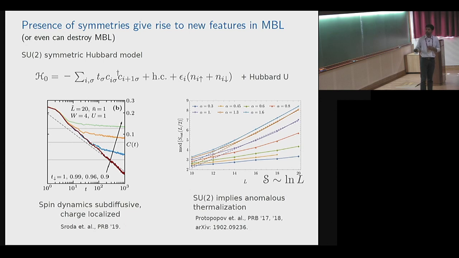So for instance, what happens is that the spin dynamics, so there are spin and charge. The charge is localized, and that is what has been shown in experiments, particularly in the cold atom experiments. But the spin dynamics is subdiffusive. This is precisely what has been shown.